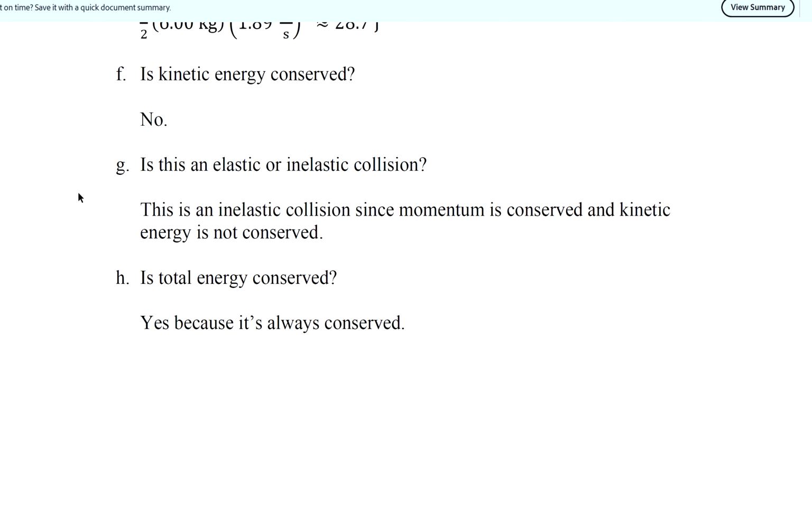And is total energy conserved? Yes, because we have the law of conservation of energy. It's always conserved.